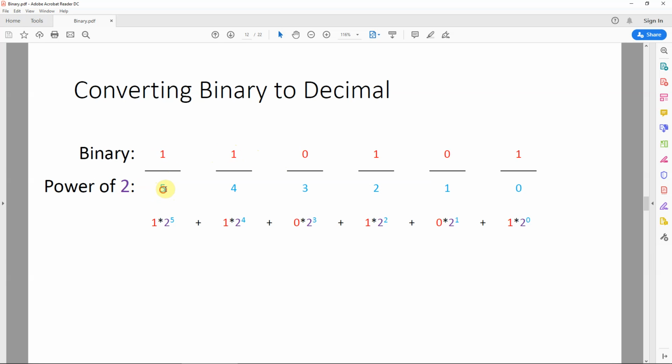1 times 2 to the 5, 1 times 2 to the 4, 0 times 2 to the 3, 1 times 2 to the 2, and so on and so forth. Wherever there's a 0, that just gets canceled out, and I add those pieces together. That gives us 1 times 32 plus 1 times 16 plus 0 plus 4 plus 2 plus 1, and that equals 53. That's a second example of how I would convert binary to an actual base 10 number, going back and forth.